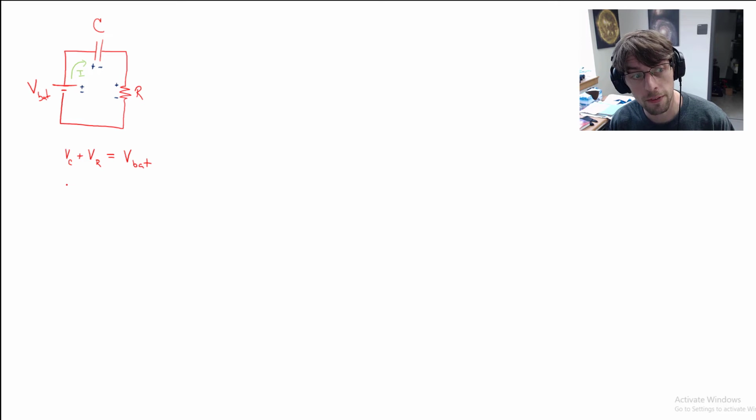And of course, we have an expression for the capacitor. I'll put this as Q over C. We have an expression for the drop across the resistor. That's just Ohm's law. So we'll go ahead and put Ohm's law in. And this is just the V battery, some constant here.